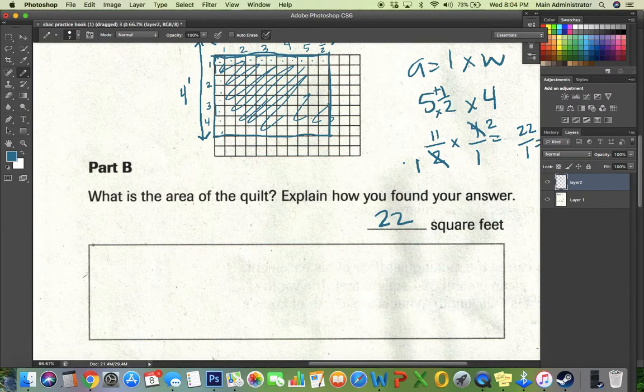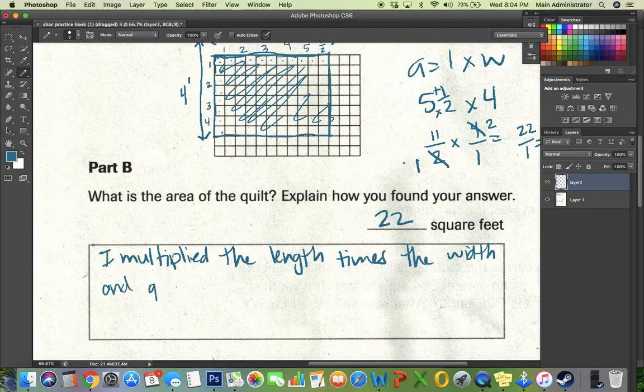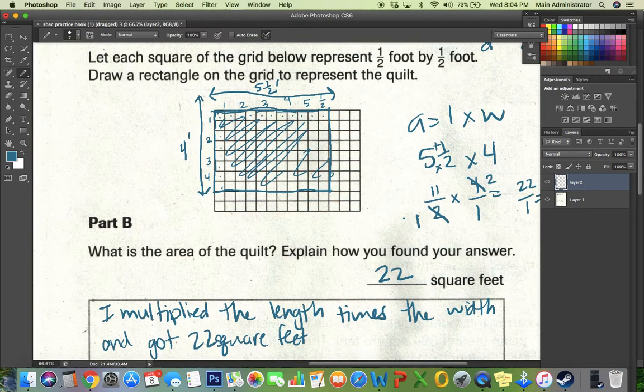How do you explain how you found your answer? You could say, I multiplied the length times the width and got 22 square feet. Okay. Square means you multiply 2 terms, length and width. If you were finding volume, it'd be cubed because it'd be 3 terms. All right, here we go.